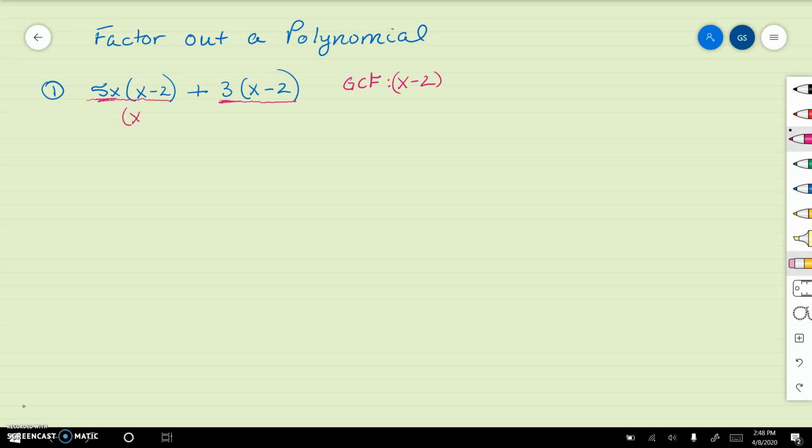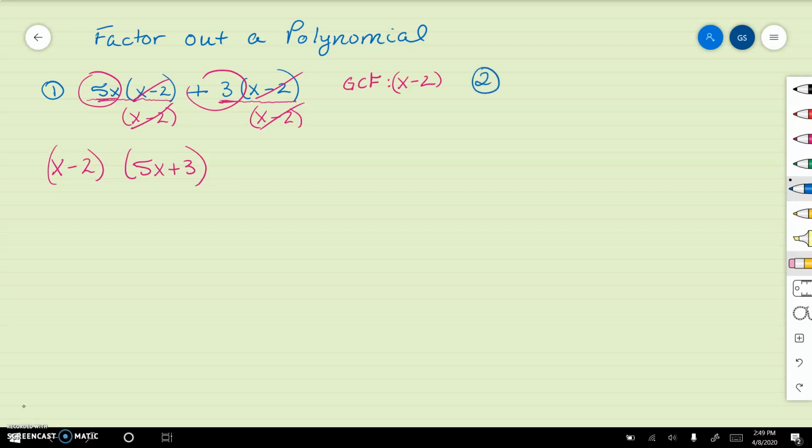So we're going to divide by x minus 2 everywhere, which means an x minus 2 goes on the outside. That's our greatest common factor. That's what we're bringing down. What's left over after we get rid of all those is 5x and positive 3. Well, guess what? That's your other factor: 5x plus 3. By far the easiest factoring you'll ever do. Okay, number 2. Let's do another one.